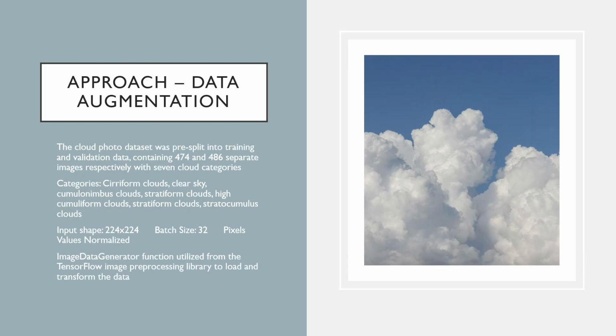After settling on the problem that I wanted to tackle, the next step was gathering and augmenting data. So after sifting through Kaggle, the Cloud Photo dataset was perfect as it pre-split 474 images into training and 486 images into validation. And these two sets were split into 7 categories. So I used the image data generator function from the TensorFlow image preprocessing library to cleanly turn those and augment the images into inputs for the model. And those values were 224 by 224 input shape, a batch size of 32, and I normalized the pixel values.